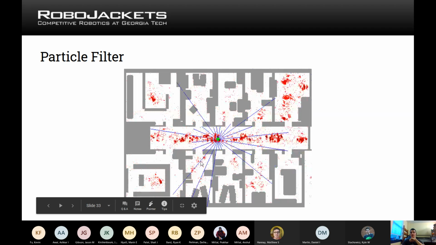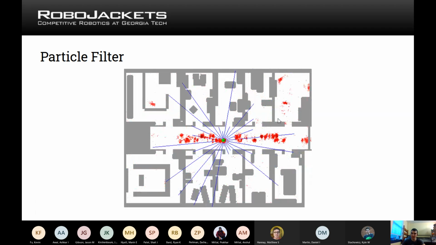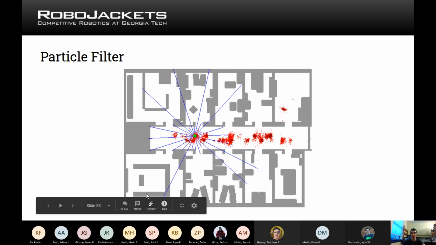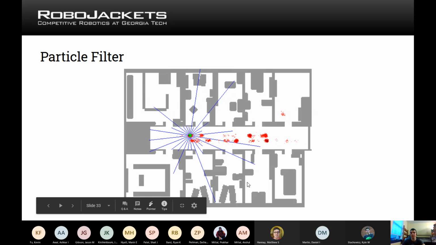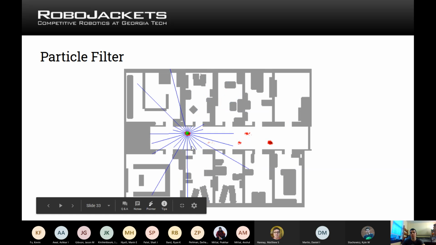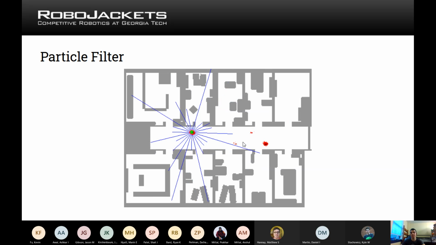This is actually a particle filter working in progress. As you saw in the beginning, there were a bunch of particles everywhere, so it was just evenly distributed. And as the robot moves, you'll see these clusters of particles begin to form. And these are your best guesses of where the robot is. The one with the most particles essentially is your best guess. And as you can see, for a while, it doesn't know where it is. It's either here or here.